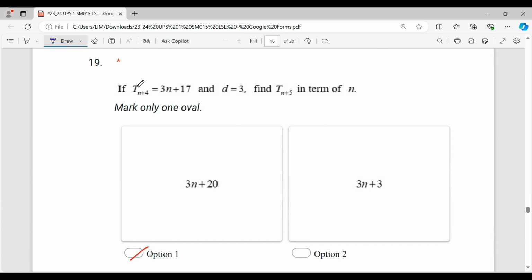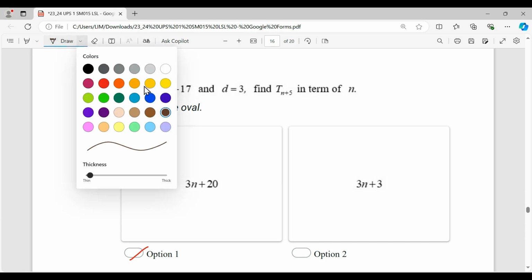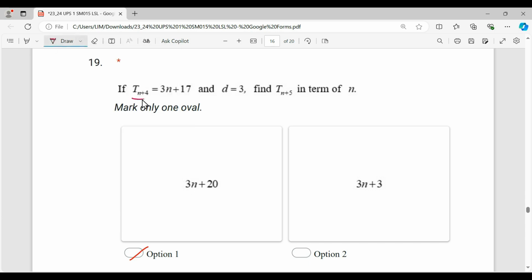Then for this term, Tn plus 4 is 3n plus 17. Common difference is 3. Find Tn plus 5 in terms of n. So what's meant by this? You have Tn plus 4.